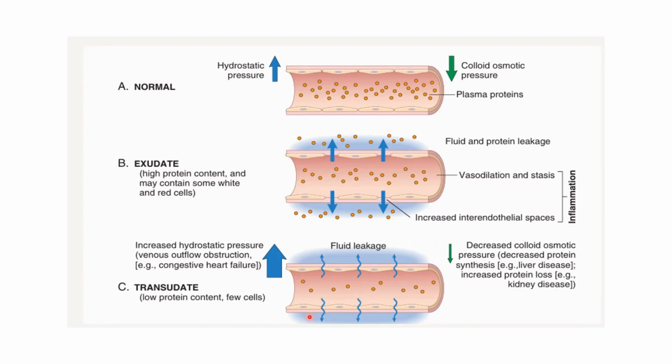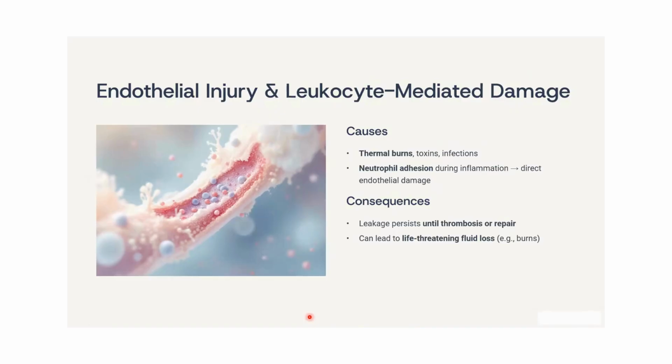Okay, you mentioned endothelial injury causing sustained leakage. Besides burns and toxins, you said infections too. Yes, some severe infections can directly damage the endothelium, but here's something really striking. Sometimes during intense inflammation, our own neutrophils, the immune cells rushing to help, can actually stick to the endothelium and inadvertently damage it as they try to get through or release their contents. Wow. So our own defenses can cause collateral damage. They absolutely can. It highlights this really delicate balance in inflammation. It's protective, but it can also be destructive.